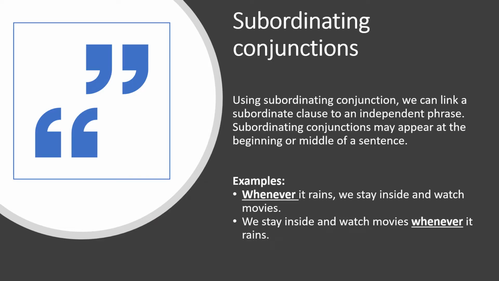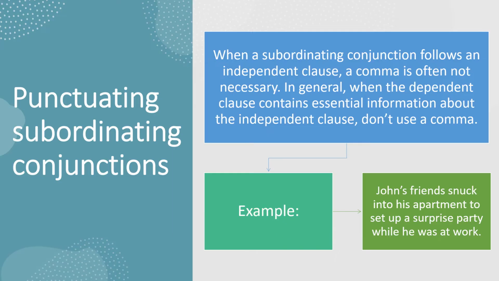Subordinating conjunctions. While using subordinating conjunctions, we can link a subordinate clause to an independent clause. Subordinating conjunctions may appear at the beginning or middle of a sentence. For example, whenever it rains, we stay inside and watch movies. We stay inside and watch movies whenever it rains.